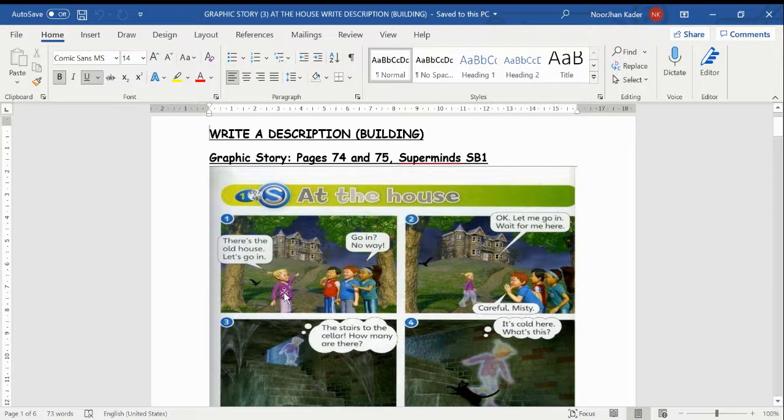So Misty says, "That's the old house. Let's go in." And the three of her super friends say, "Go in? No way." So she invites them to join her to go into the big old house, and they are right now in its garden. In the second frame, Misty walks towards the big old house and says, "Let me go in, wait for me here." Then the super friends say, "Careful, Misty."